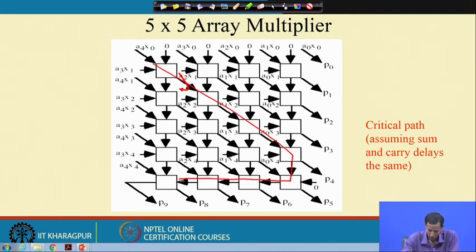Then this to this. This is the maximum path which I am getting for computation of P9.